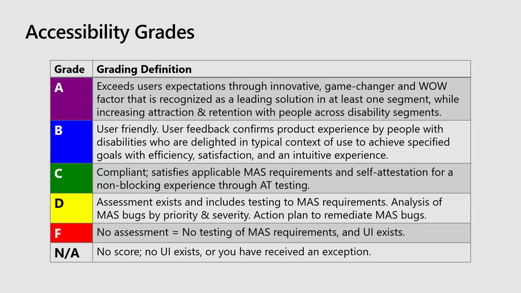D is that you've done that test pass, but you haven't executed on your action plan to make yourself compliant and fix those bugs. C means that you're compliant and you satisfy all the accessibility standards that Microsoft has. B means that you actually create a user-friendly experience for using those accessible features. And A means that you exceed expectations and that you have created an innovative experience that is enjoyable to use.